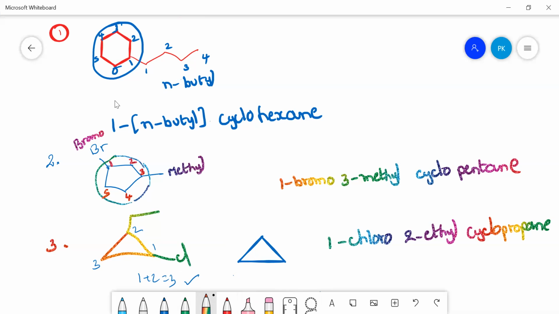Same rules you can follow in this case, but while giving numbering to the substituents, you have to follow alphabetical order, and you need to check the first point of difference or the lowest sum rule, students, while writing a name for cycloalkanes also. Is it clear? Hope you understood everything.